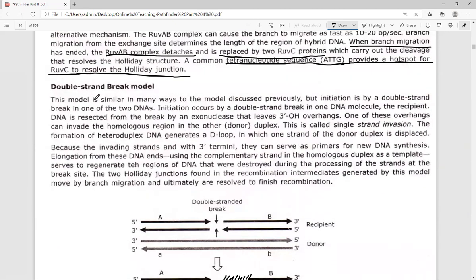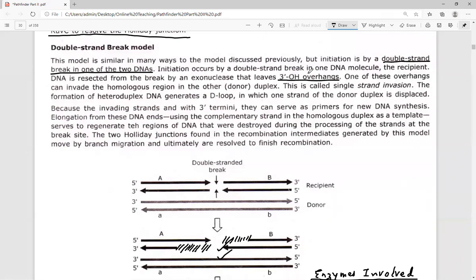Look here, this model is similar in many ways to the model described previously, but initially, instead of making a single-stranded break, it has a double-stranded break in one of the two DNA molecules. The recipient DNA is resected from the break by an exonuclease that leaves 3' OH overhangs. These 3' OH overhangs serve as a single-strand invasion, invading the complementary strand.